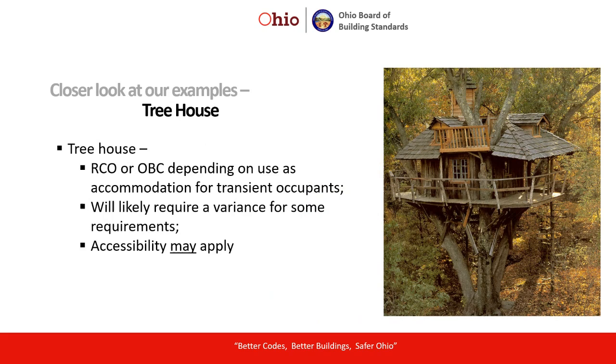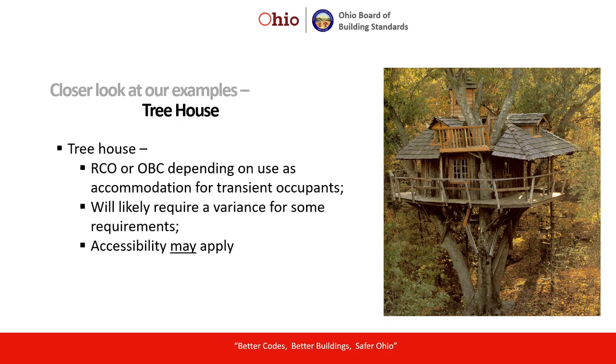Then we get to the treehouse. So here again, I think a lot of this is going to depend on obviously how it's being used. If it's simply a single family dwelling, it's going to be regulated under the RCO. If it's going to be used as a transient lodge, it's going to be regulated under the OBC as a transient lodge. More than likely, a treehouse is going to require some form of variance to be compliant with either one of those codes, because both of those codes have the requirement that all the loads need to be transmitted to the supporting soils.